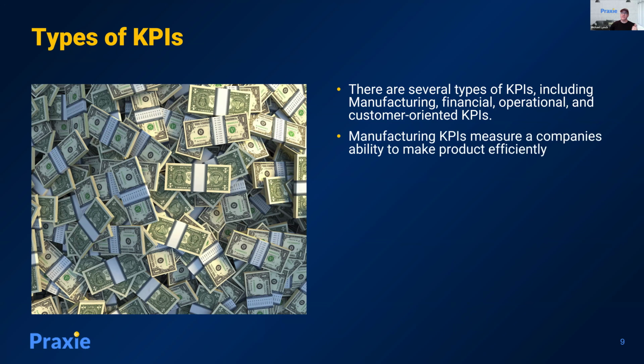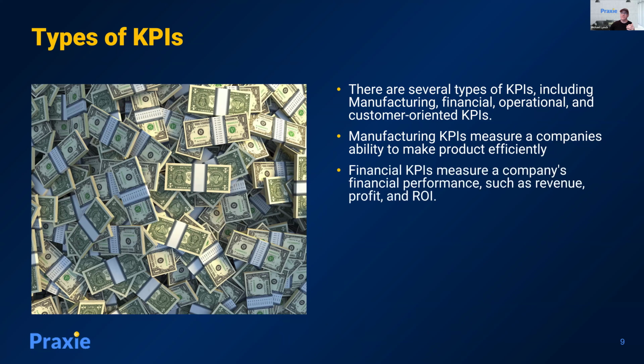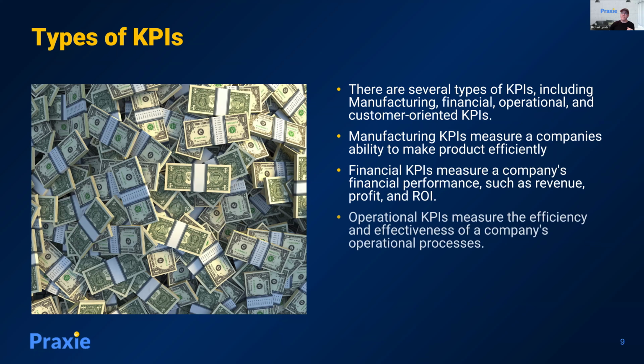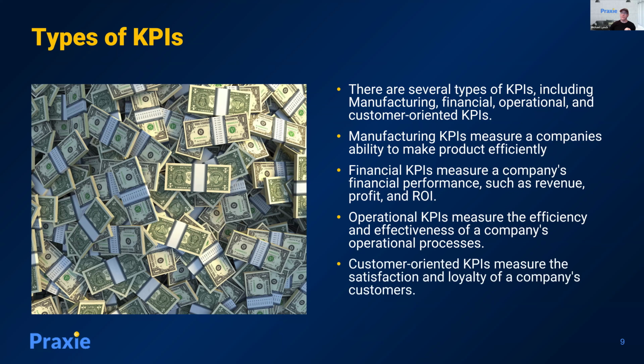Manufacturing KPIs measure things like your ability to make your product efficiently. KPIs in finance: performance, profit, ROI, margin, all the stuff that they talk about on Wall Street, and those are all financial KPIs that companies are measured by. Operational KPIs are generally efficiency, use of funds, things like that, and then customer-oriented, marketing, et cetera: customer satisfaction, loyalty.